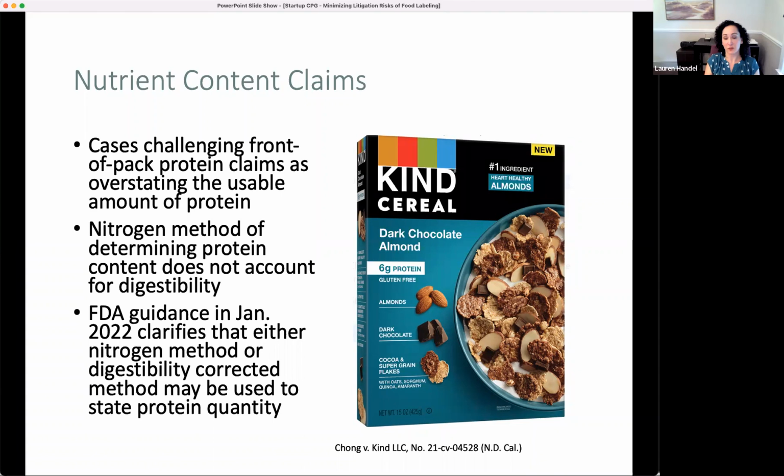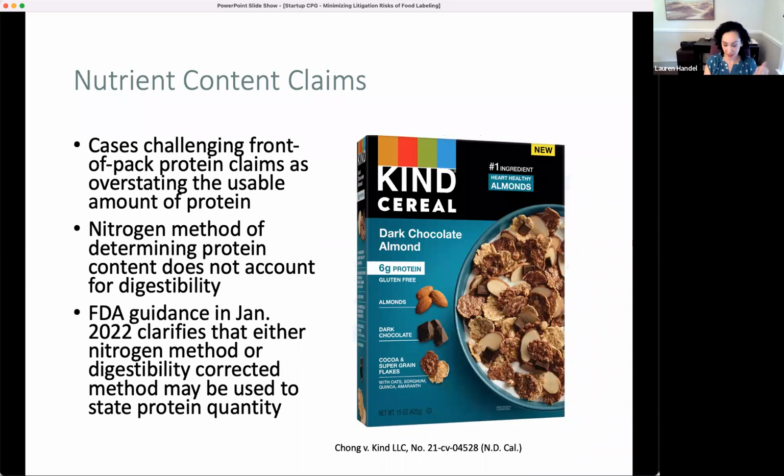The plaintiffs were challenging products that were labeled using only the nitrogen method and saying, but this is protein from, let's say, almonds in this case, I'm not really sure with this cereal. And that isn't as usable as other forms of protein, and therefore you're deceiving consumers. That particular argument will no longer work given FDA's guidance on this issue, but the plaintiffs' lawyers are coming up with new versions of it.